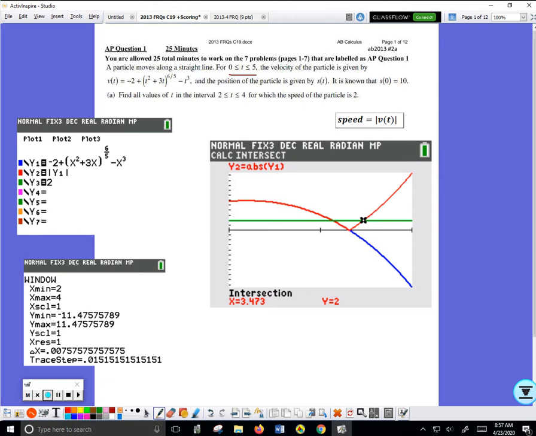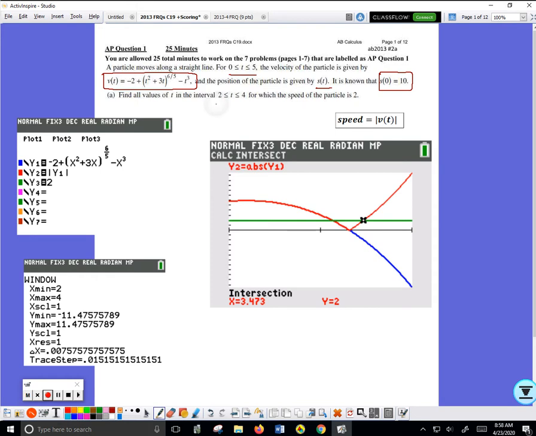The velocity of the particle is given by this formula. That will definitely be important. The position is given by the symbol S. S of 0 is 10. Find out values in this interval.